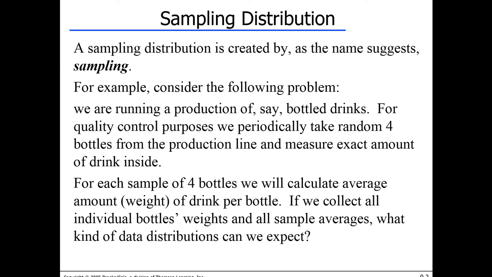So let me tell you right off the bat that the sampling distribution is the distribution of all possible sample averages in the case when our data is numerical and we can compute the average.